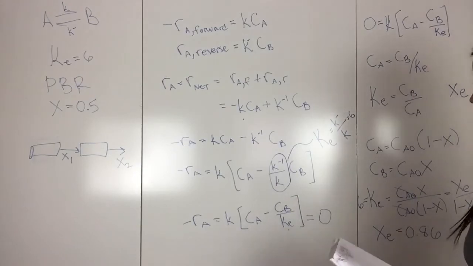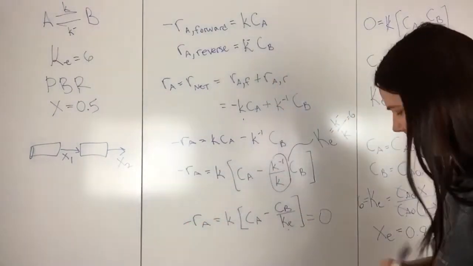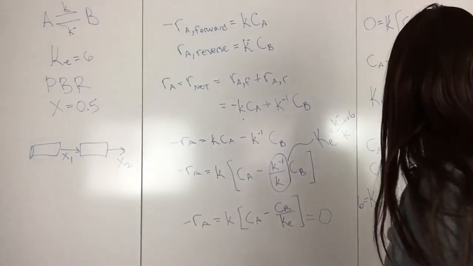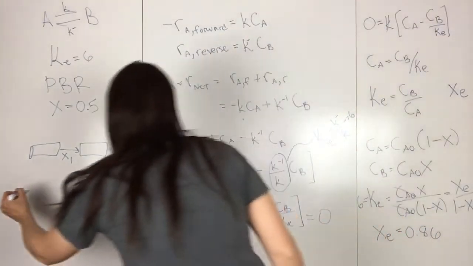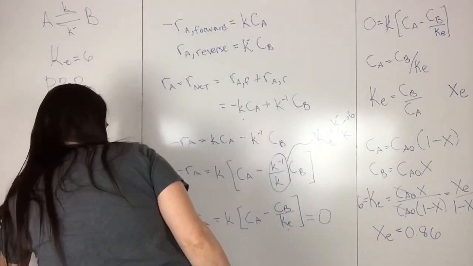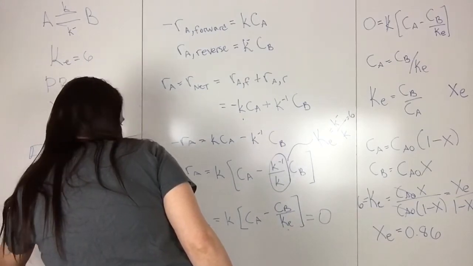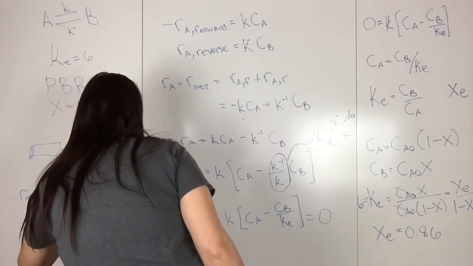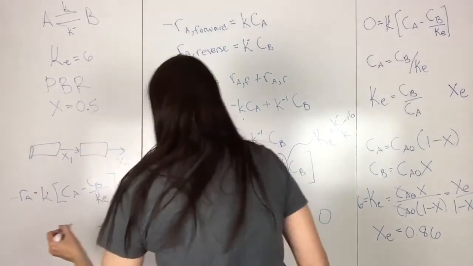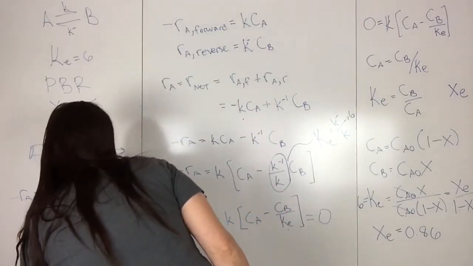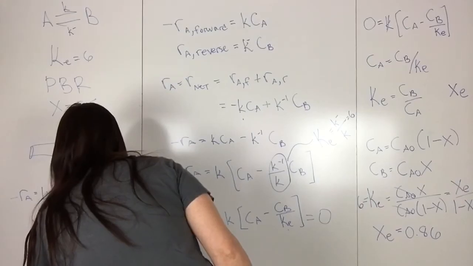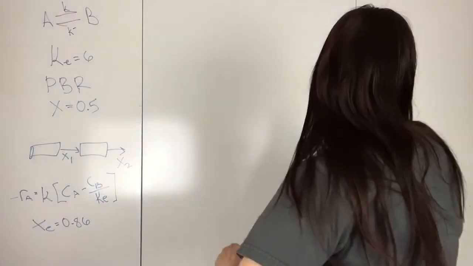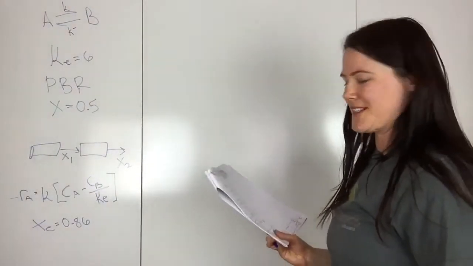We need to solve the PBR equation so that we can figure out what x2 is. So I'm going to rewrite the rate over here because I'm going to erase all this. So minus Ra is equal to k (Ca minus Cb) over Ke, and also Xe is equal to 0.86. All right, so we have our rate, and we already did the stoichiometry, but I erased it, so I'll just rewrite that.